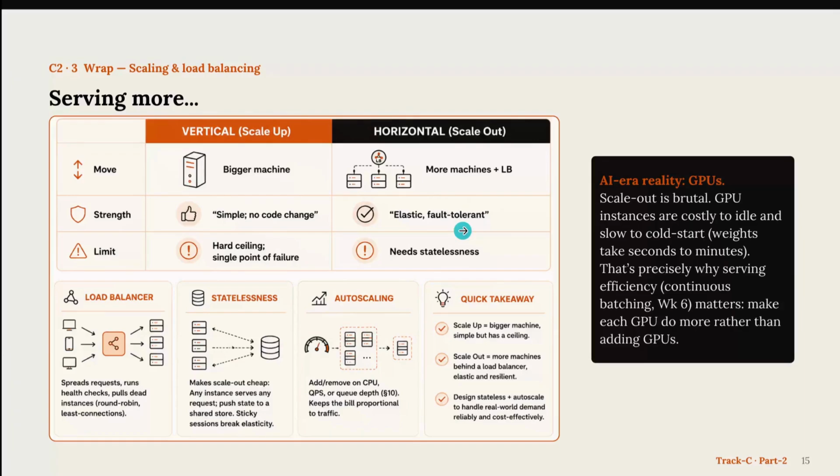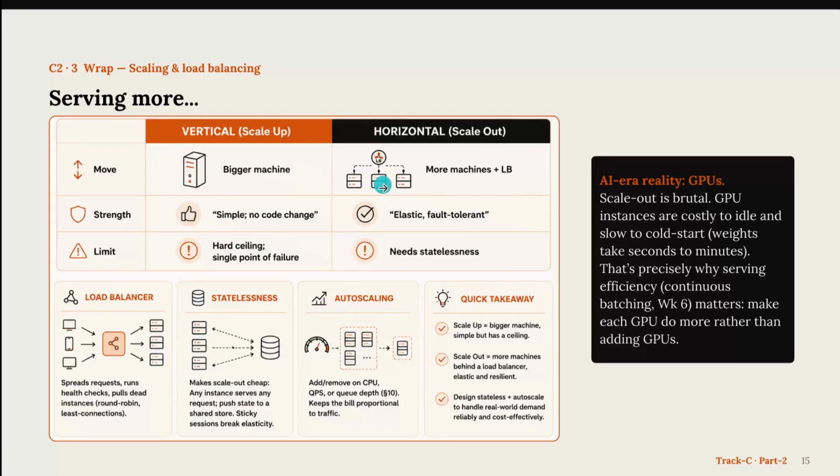This has a hard ceiling. Hey, how many GB can you actually add in a machine? There is a ceiling to that. Yeah, but this becomes a single point of failure, whereas here the limitation is that it needs statelessness. You need to write the code such that these are stateless, these do not store any state, so that a request that goes here or here serves the data from the same database.